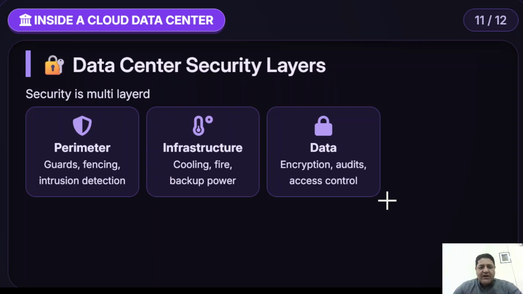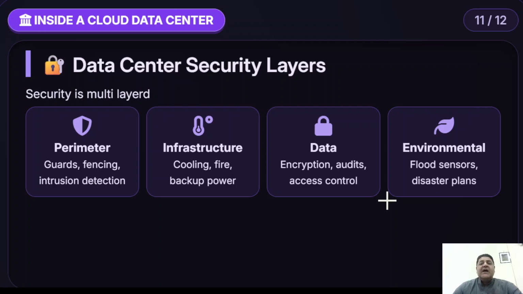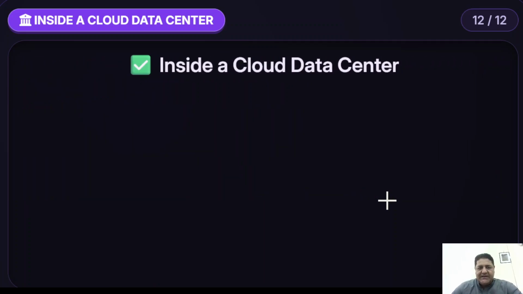So all these things are for the infrastructure security. And then we have the data security. So we use encryption and audit and access control mechanisms for that. And then we have the environmental security. So for example, disaster control के लिए, earthquake में या floods के cases में हम उसको कैसे control और manage करते हैं. So data centers apply these different types of security mechanisms as well.